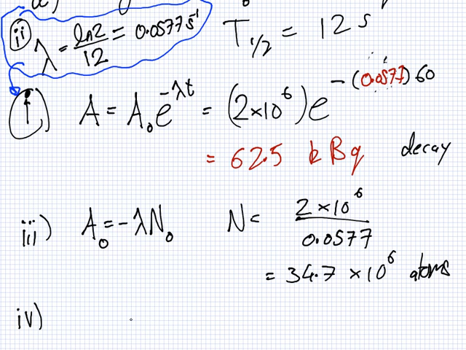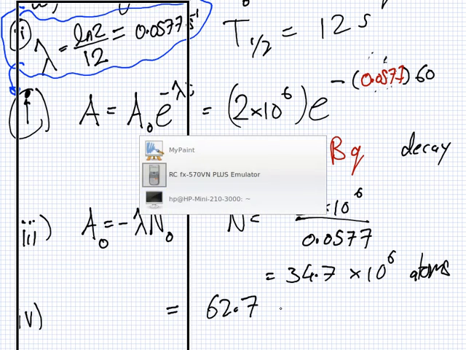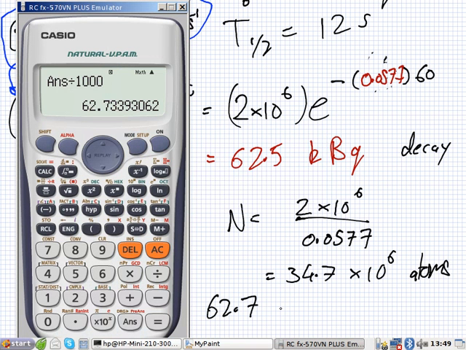Yeah, I was expecting it to be more than this. 62.7. What was the half-life? I wonder if I did something wrong with the 62 earlier. It is 2 times 10 to the 6 at the beginning, isn't it? Yes. Multiply E.